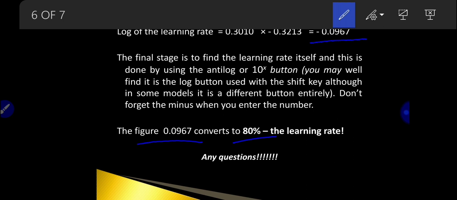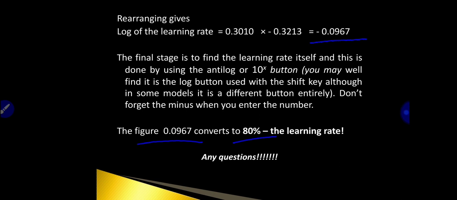I repeat. On your calculator, you have negative 0.0967. Just press your shift key and the log key. You'll get 0.8 something. Then just multiply by 100 to get the learning rate as a percentage. And I believe you'll get 80%. So that's how we derive the learning rate using logs. Any questions?